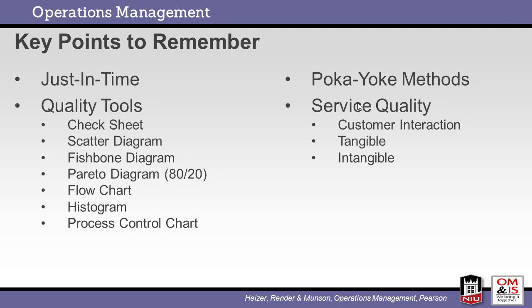A Pareto diagram is used to identify the critical few versus the trivial many. By organizing data by frequency, we often find that 20% of the causes create 80% of the problems. Flowcharts are used to document and analyze a process flow. Histograms graph the frequency of events, often resulting in a normal distribution. Process control charts establish process limits to identify when a process is out of control. Poka-yoke techniques add methods that are fail-safe. Finally, quality methods are applied to services where the key may be the customer interaction, which can be tangible or intangible.